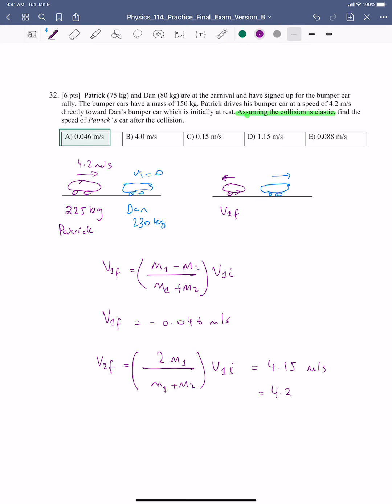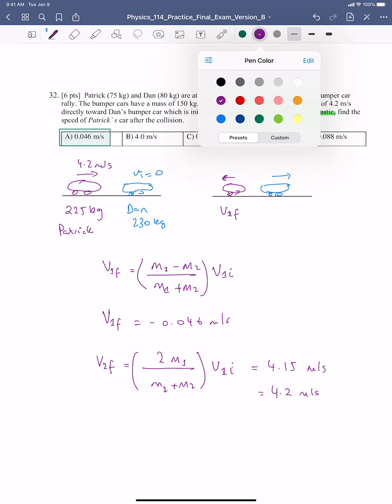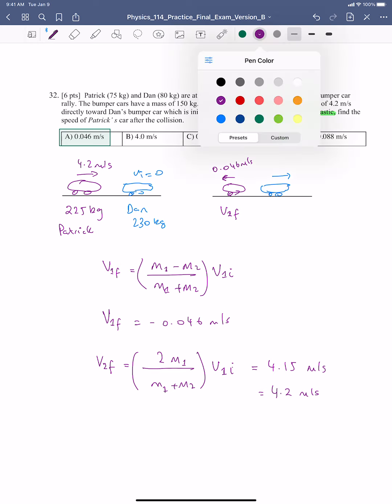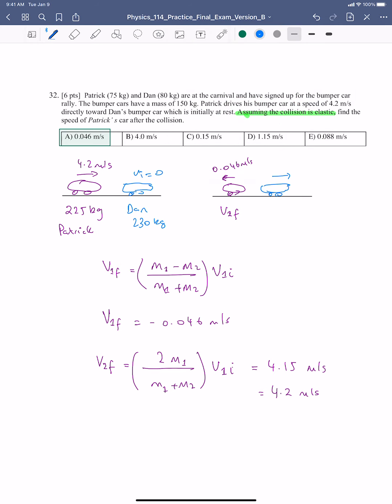Okay, so yeah, because they're almost equal masses, there's a very, very small rebound speed of 0.046, so into the 100ths of a meter per second, and then Dan is moving away at 4.15. Okay. So yeah, choice A is the correct answer. Okay, so that wraps up. That should wrap up all the questions for this practice exam.